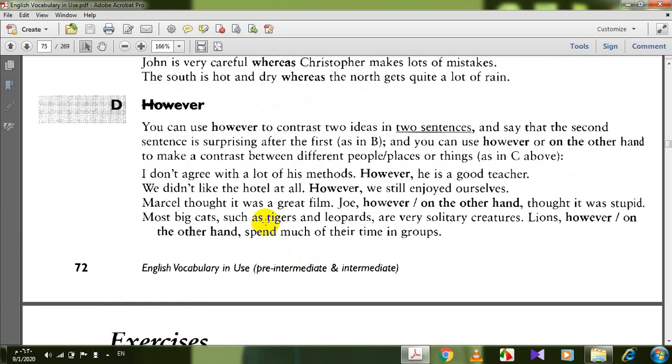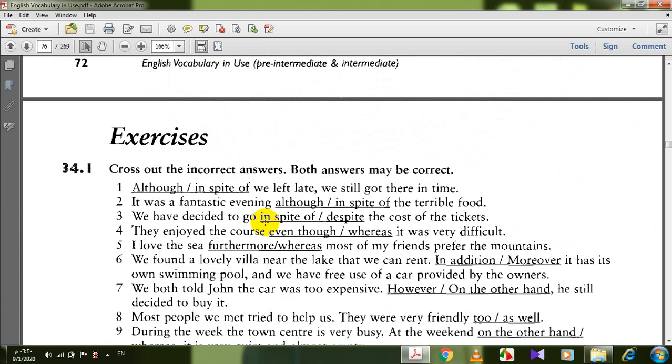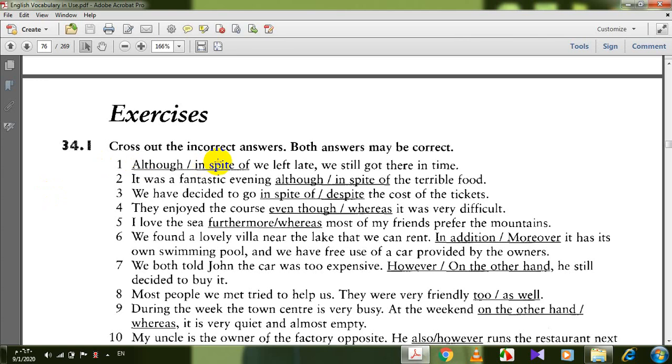So we have come to the end of our lesson. Let's go to exercises. Cross out the incorrect answer. Both answers may be correct.